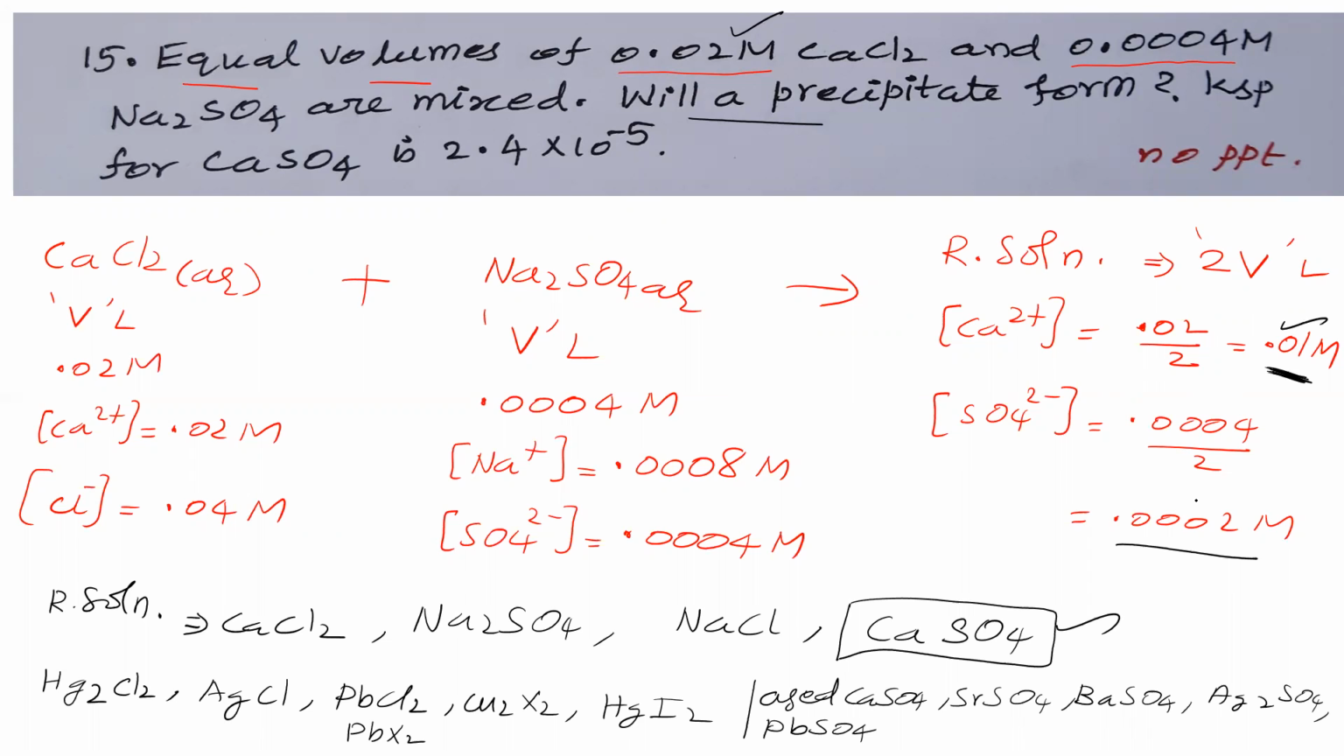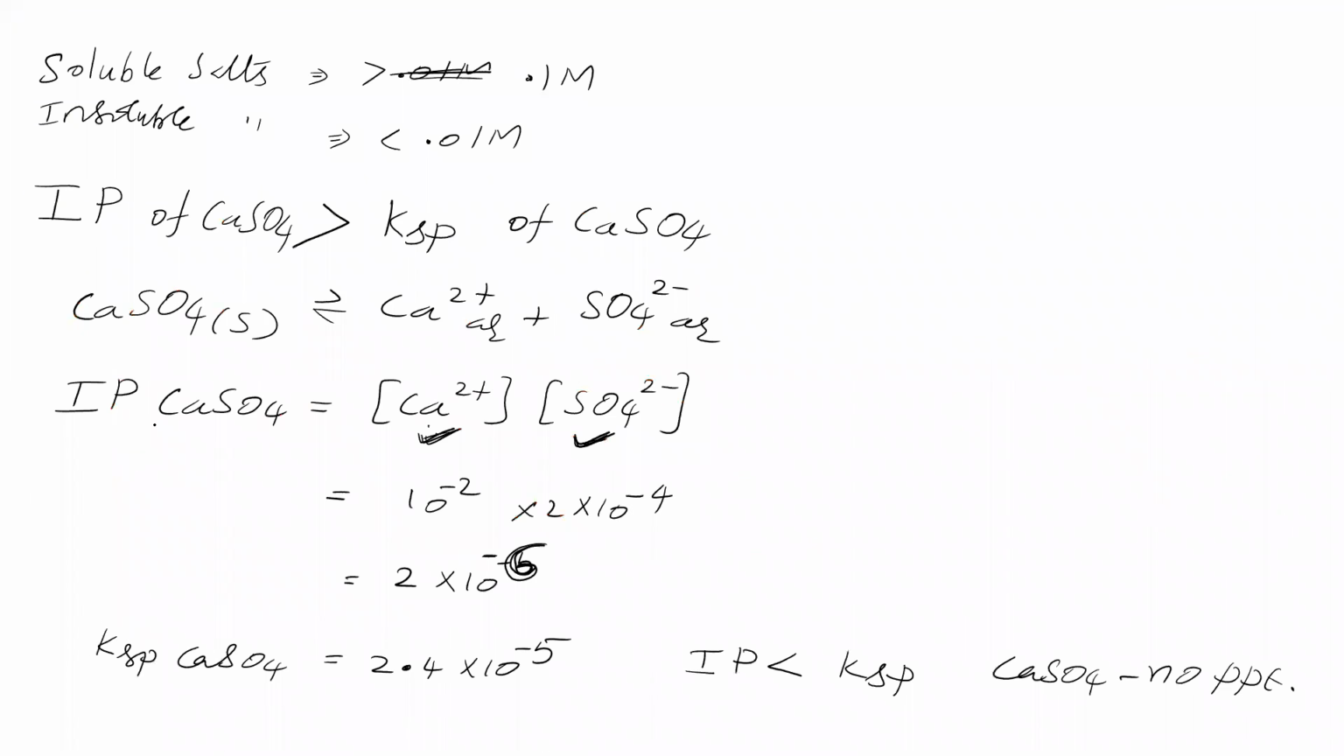Concentration of sulfate is given as so and so. On doubling the volume, the concentration of sulfate becomes half, we said. Next we will see the ionic product of calcium sulfate.